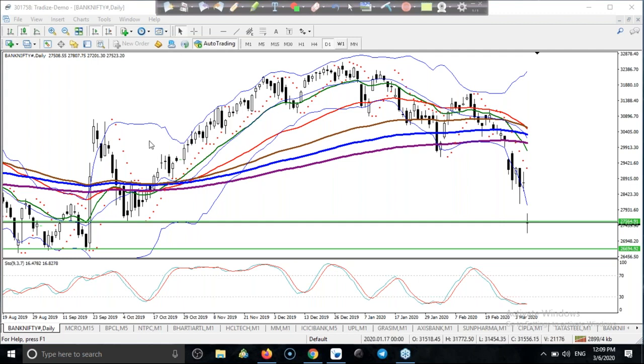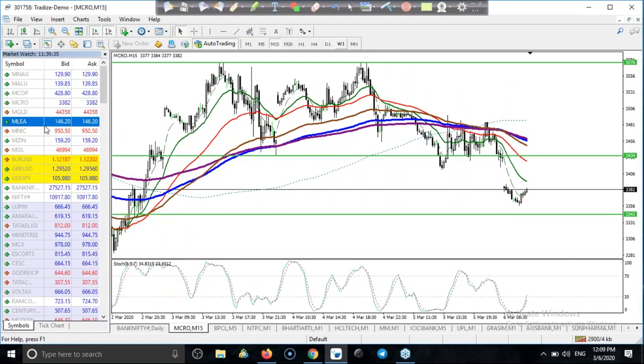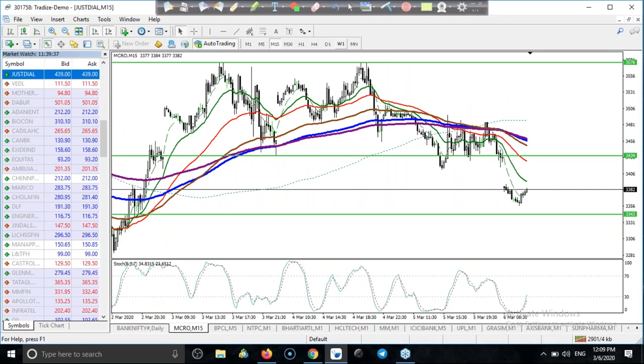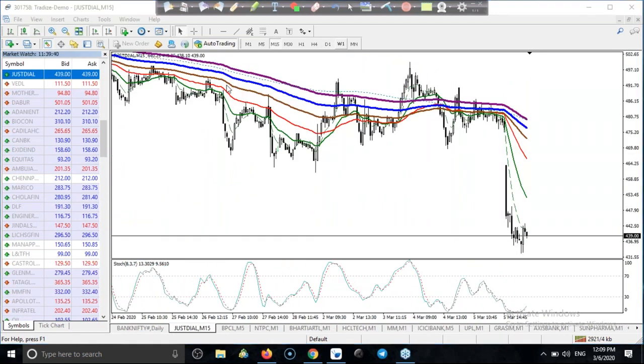This is Just Dial and how it should look like this. Every stock fell down, so that is why I'm not going to take any position in this market. But we have seen every market, and I think four to five days ago I gave some stocks for intraday. So I told that every stock is pointing toward the downside, so I'm looking for sell in every stock.